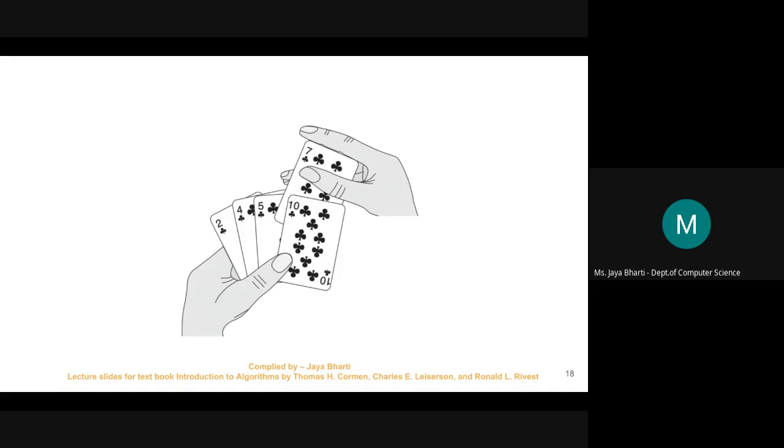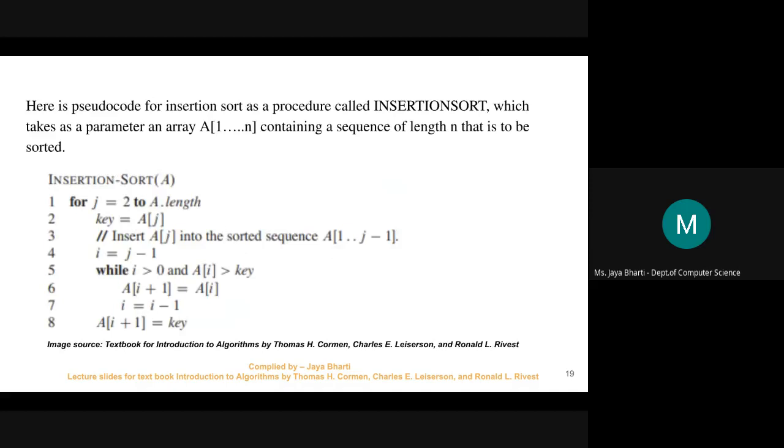So in that way insertion sort works. This is the pseudocode for the insertion sort. We all know pseudocode. What is pseudocode? It simply states all the necessary steps to perform the insertion sort. So here I will explain the pseudocode for the insertion sort.